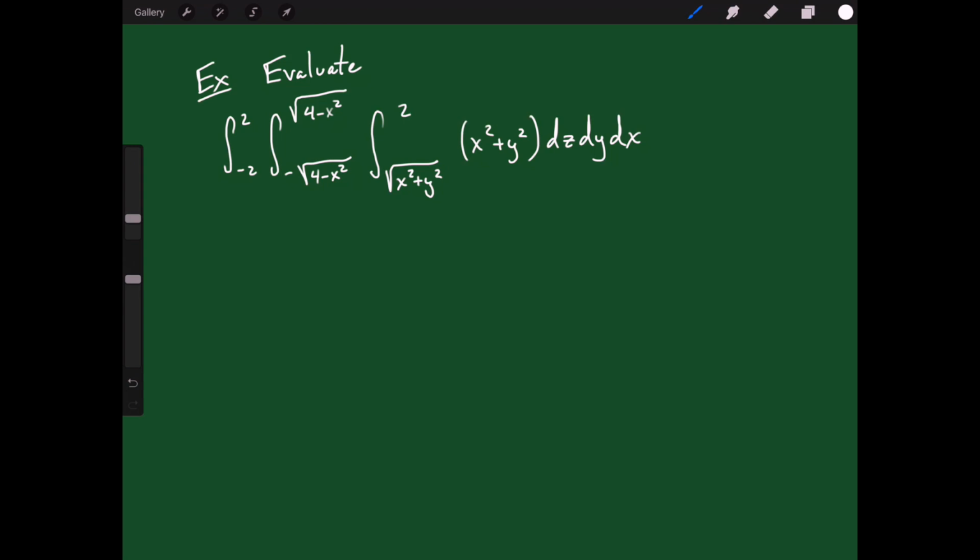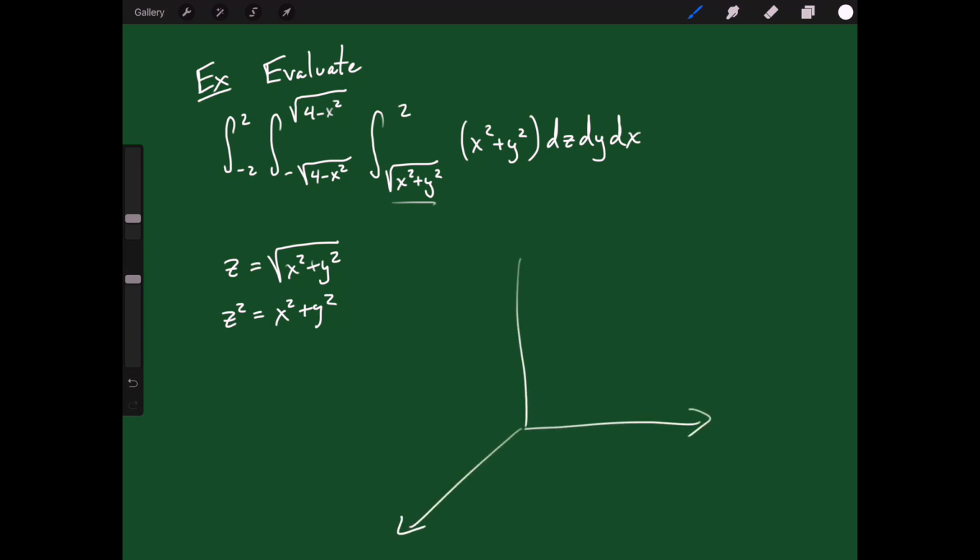Well, what this tells me is what the bottom surface is. The bottom surface here is z equals the square root of x squared plus y squared. What is that? Well, if I square both sides, that's z squared equals x squared plus y squared. But I know that z has to be positive. So what that is, if I look at my axes here, x, y, and z, then z squared equals x squared plus y squared is a nice cone.